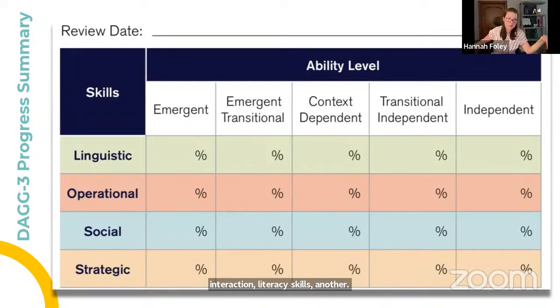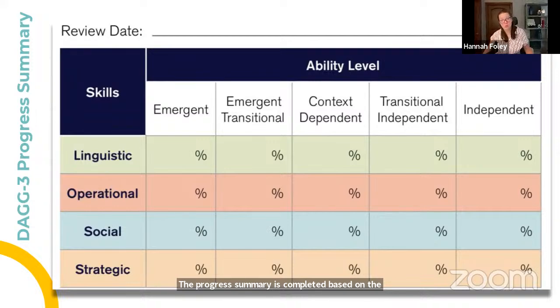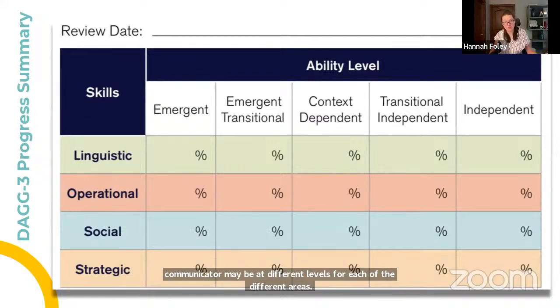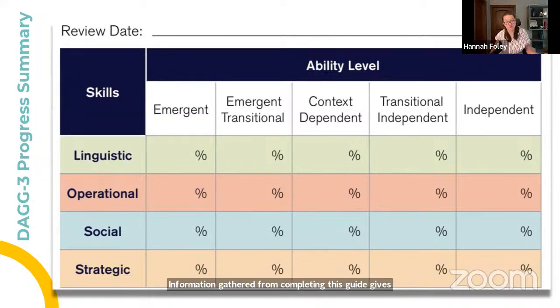The progress summary is completed based on the communicator's current AAC use, keeping in mind that the communicator may be at different levels for each of the different areas. Information gathered from completing this guide gives insight into the communicator's current skills and strengths in each area. After completing the guide, you can summarize the findings and see an overview of how independent they are within each area. Once this guide is completed, we move on to the next step, which is choosing goals to address in one or more areas.